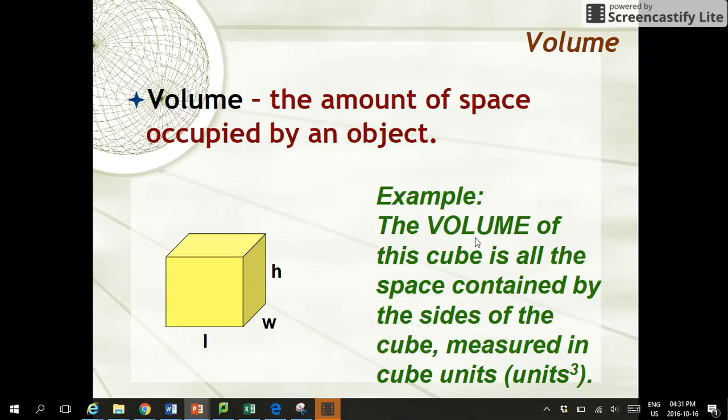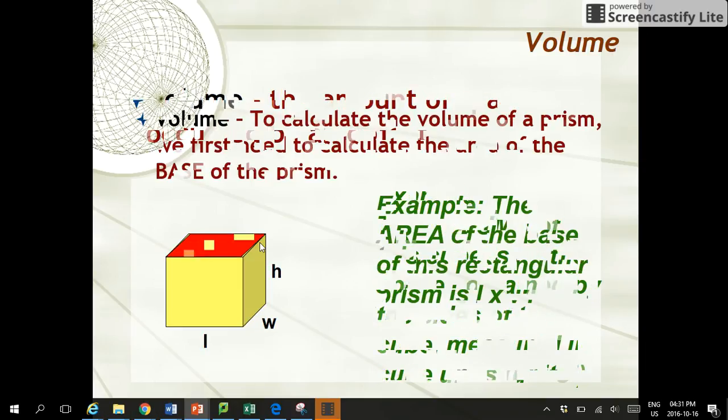So it says, example, the volume of the cube is all the space contained by the sides of the cube measured in cubed units. So the units would be centimeters cubed, which is the little 3, or millimeters cubed, or meters cubed, whatever it is. Okay, so remember that the little 3 indicates the cube. Now, 3 shows 3 lots of measurements: length, width, height.